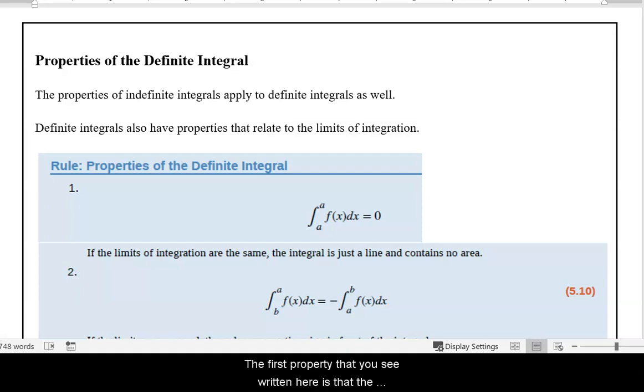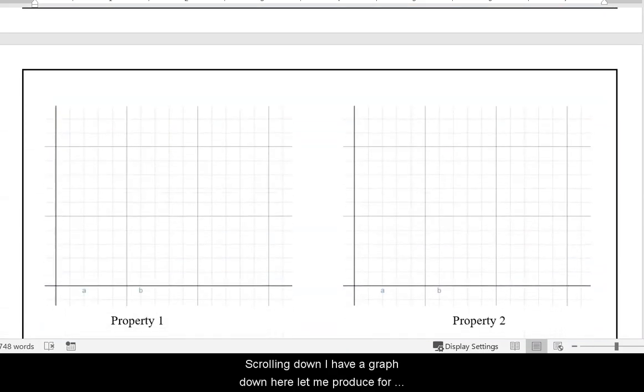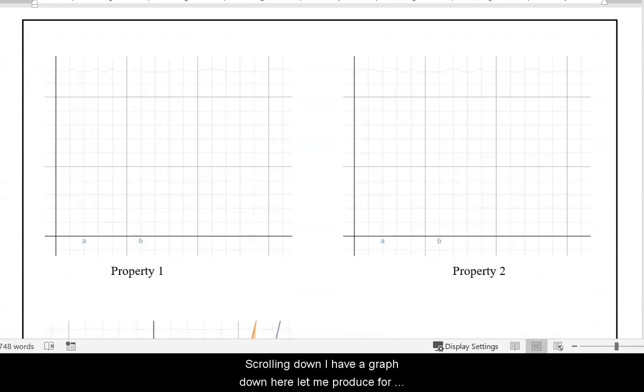The first property that you see written here is that the integral from a to a of a function is equal to 0. Let me show you on a graph what that means. Scrolling down, I have a graph down here. Let me produce for you a graph across that picture.